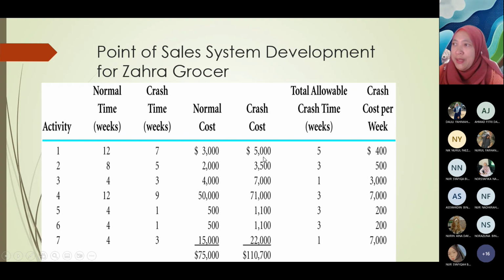How to get this one? Okay, see at the allowable crash time dalam kolom yang ni, and then crash per week for 400. Okay, 5 times 4 berapa? 400. 5 kali 400 berapa dapat? 2,000. 2,000. Okay, then crash cost ni, okay, crash cost ni macam mana dapat 5,000? Okay, kita ambil normal cost and also 2,000 daripada sini. Jadi 3,000 plus 2,000. Okay.